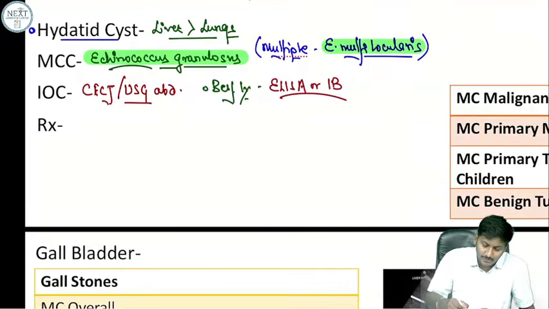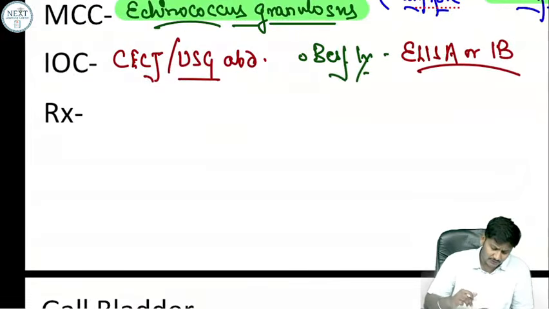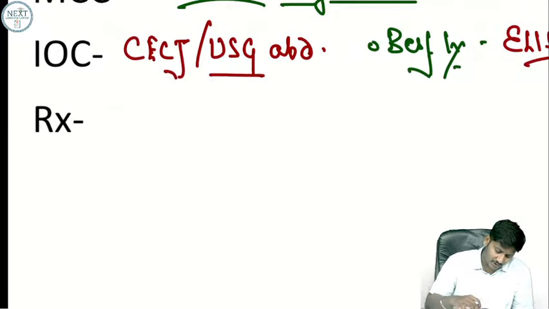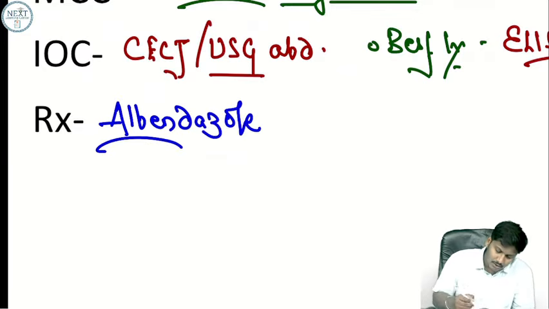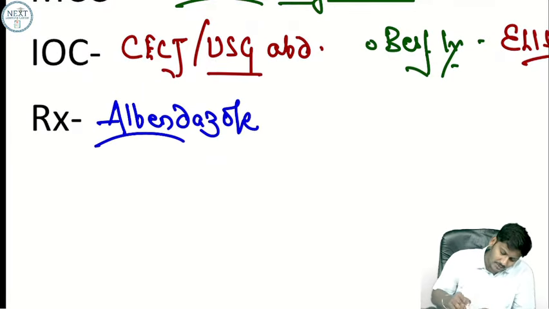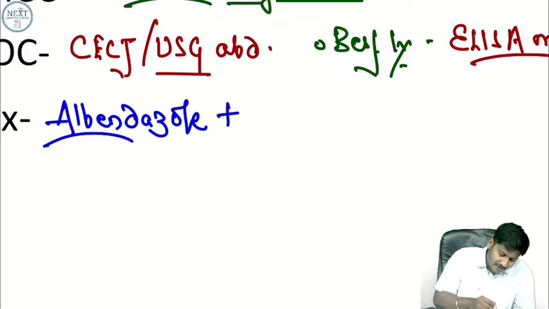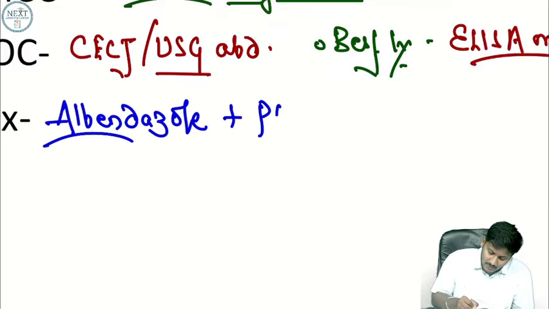If they ask you treatment, we know the first line treatment. The drug of choice for tapeworm infection, or for echinococcus infection, is nothing else but albendazole. Right? That is important to be remembered. Apart from albendazole, definitely, we have to give PAIR therapy. Along with albendazole, we have to give PAIR therapy.